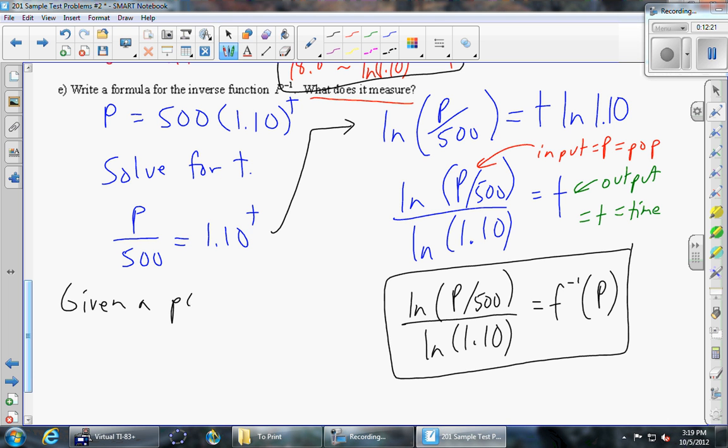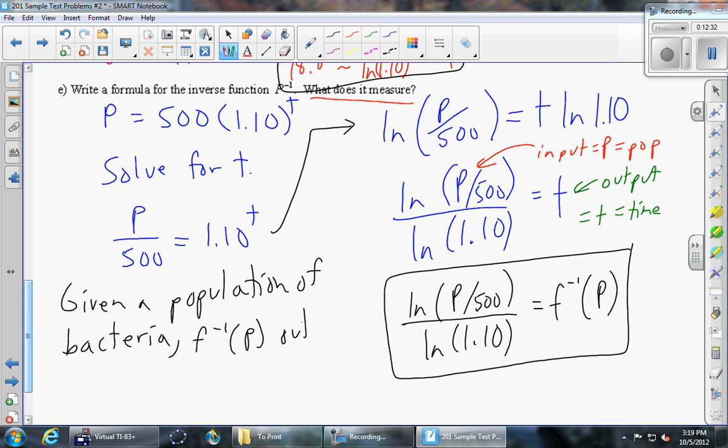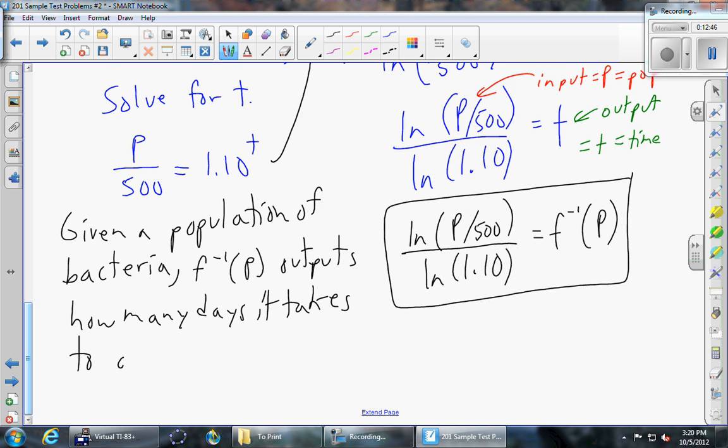Given a population of bacteria, meaning how many bacteria are there, f inverse of p outputs how many days it takes to achieve that population.